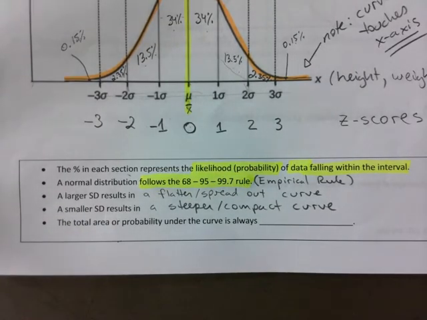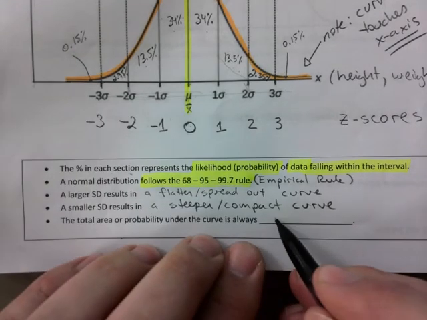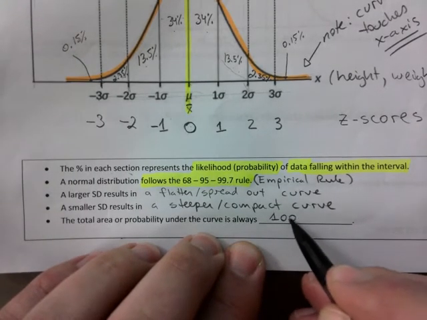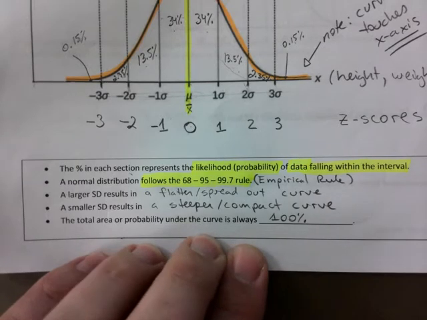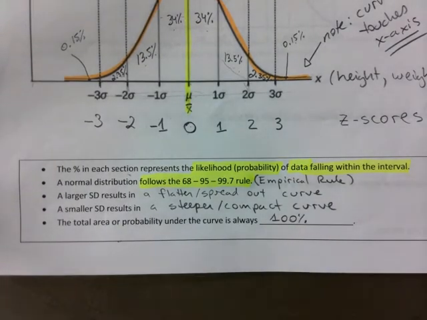Remember that the total area or probability under the curve is always 100%. So if you consider all of the data points, like all the people considered for the survey or whatever, that's 100%. You need to take that into consideration.